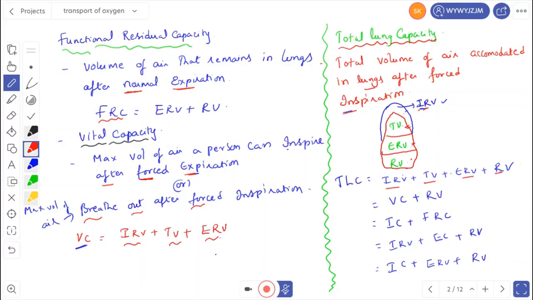Otherwise, vital capacity plus residual volume. Otherwise, inspiratory capacity plus FRC. Inspiratory capacity means IRV plus TV, and ERV plus RV is equal to FRC. Or IRV plus EC plus RV, where EC means TV plus ERV. Or inspiratory capacity plus ERV plus RV. So these are the functional residual capacities.